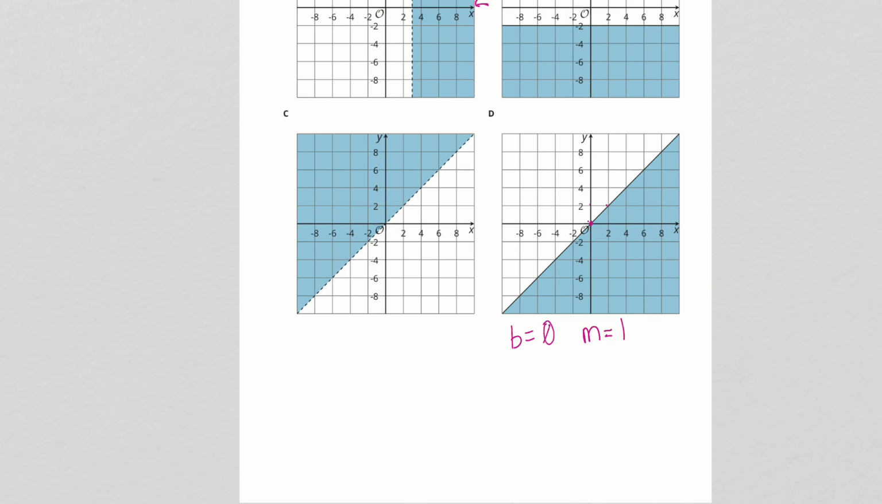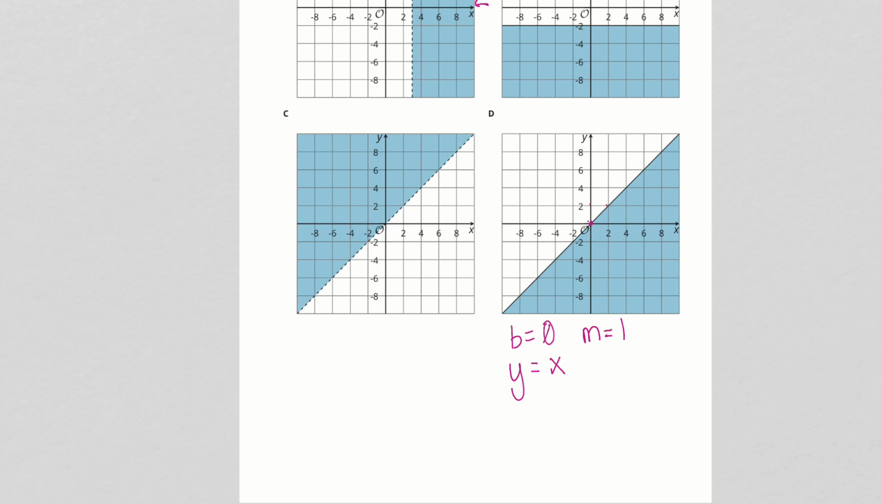Okay? So I can say y, let's see here. I'm not going to put a sign in there yet. Typically we would put equal to, so I'm going to leave it like a placeholder right there. And then I'm going to say y equals x. Because we have a plus 0, I don't have to put the plus 0. So we have it shaded below the line. So is that where y is greater than or less than x?